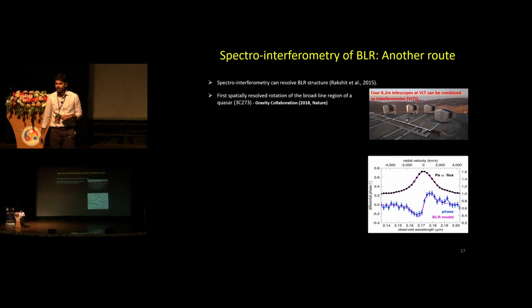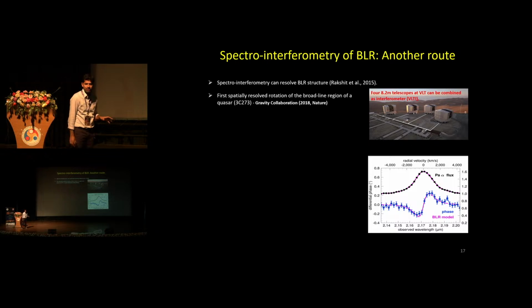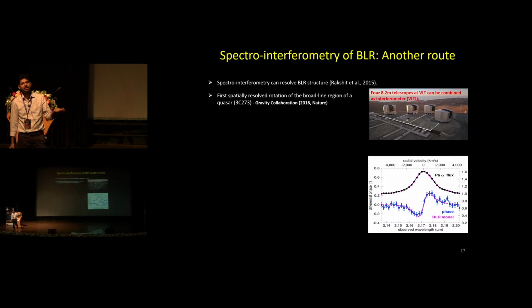There could be another method by which we can try to resolve the BLR. This is called spectro-interferometry. It is similar to radio interferometry, but in the optical domain. This is a complicated process, how we combine the beams and so on, but spectro-interferometry could be another route to measure the BLR size and resolve the broad line region.